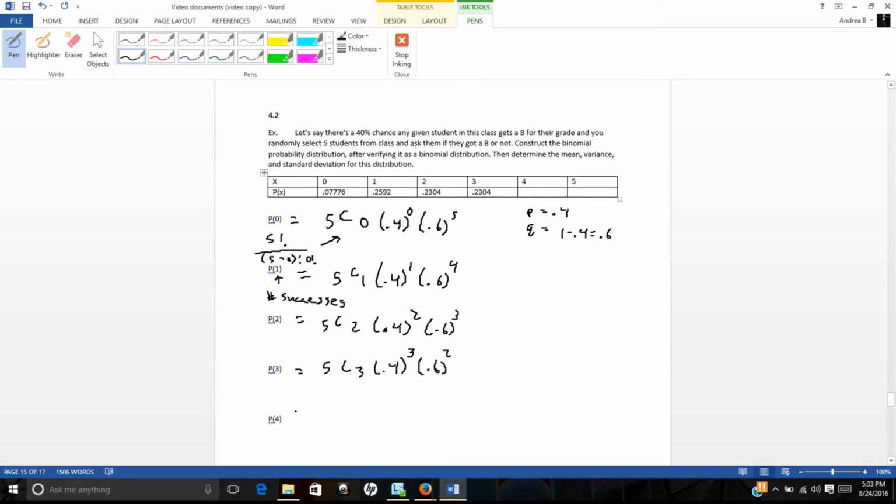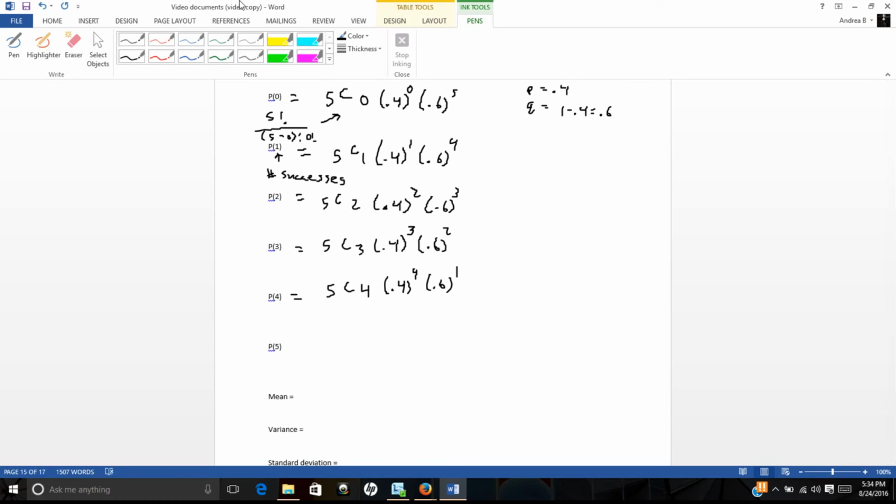And then for the next one there, we're looking at 4 successes, so we'd have 5C4 times 0.4 to the 4th power times 0.6 to the 1. Because if there's 4 successes, that means there's 1 failure in that case. So if you go through and calculate that out there, you should get about 0.0768 for that one.